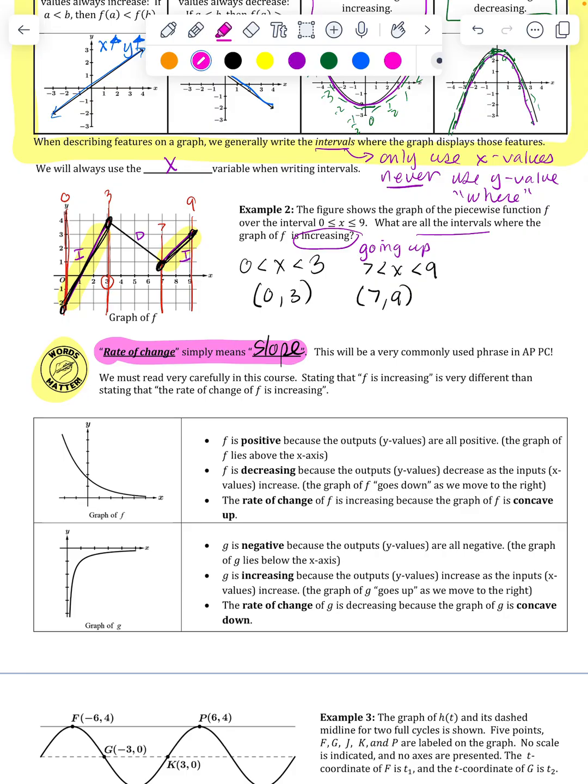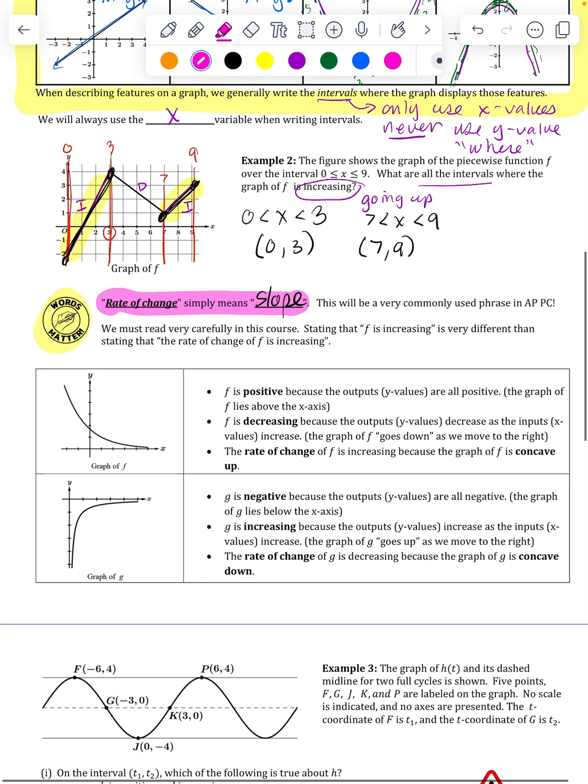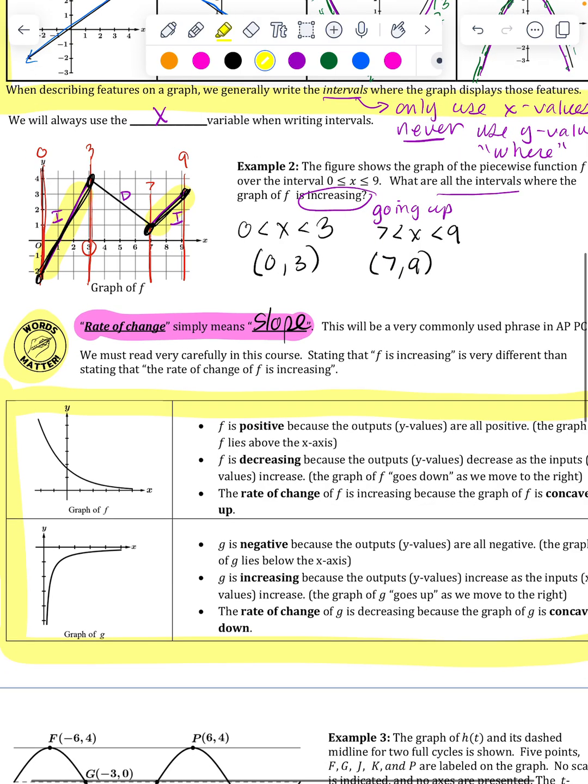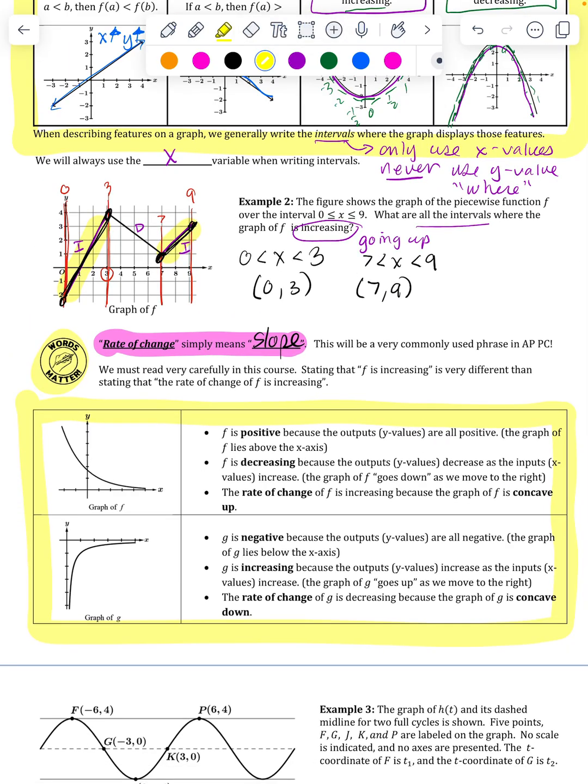Okay, so again, you have to read really carefully. These next two boxes are so important. I'm going to go ahead and highlight that whole box because I need to know how all of these things are the same and how they are different. So looking at this first graph, it says F is positive. That is talking about the Y values, meaning that it is above the x-axis. This whole entire graph over here is above the x-axis. Every single Y value is positive. That's what it's referring to.